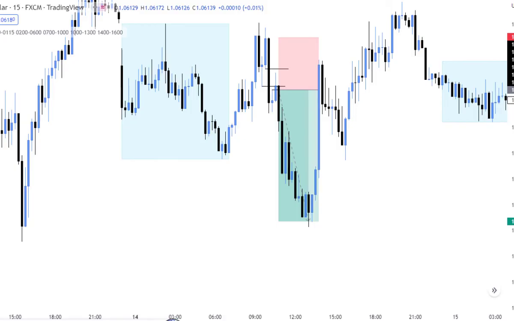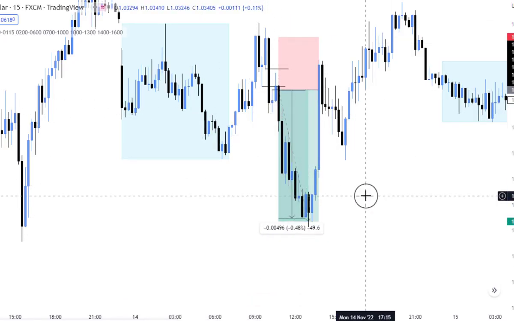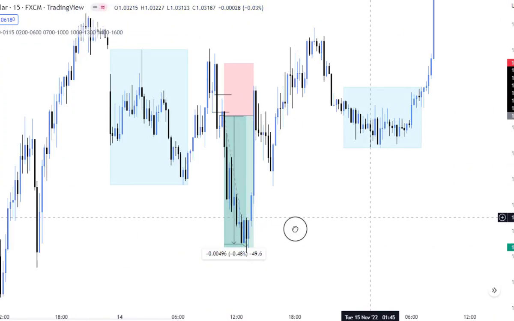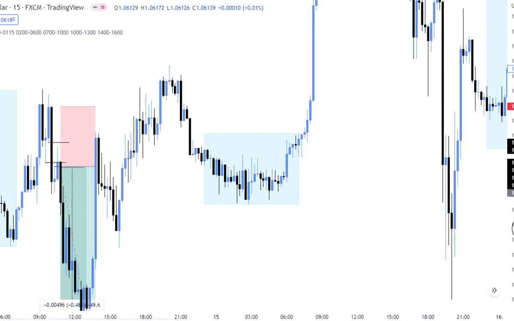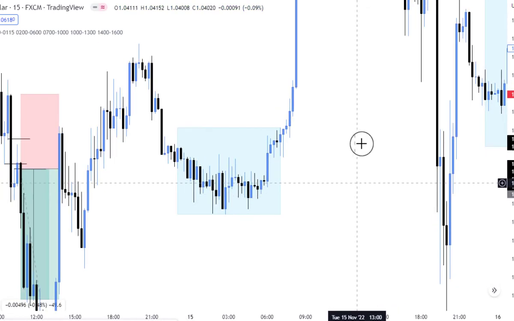Remember, we are in a buy bias. So if you took this trade, 40 pips, this is 49 pips. You are done on this trade too. So you can see that you will be right more times than you're wrong.